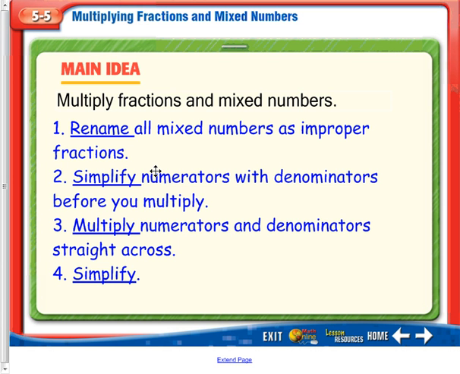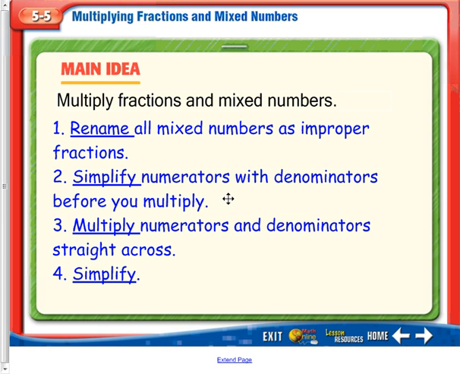So step one, you must rename all mixed numbers as improper fractions. So with addition, we were able to use mixed numbers and work with them. Now that we're doing multiplication, I don't want any mixed numbers when we start. We have to get them all as improper fractions. The second step then is we're going to simplify the numerators with the denominators before you multiply.